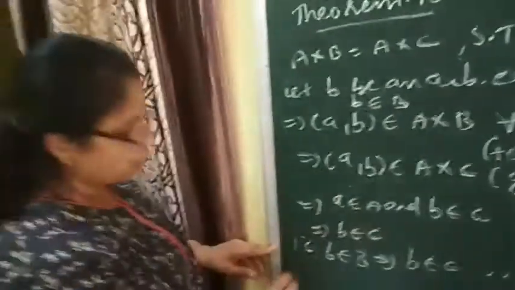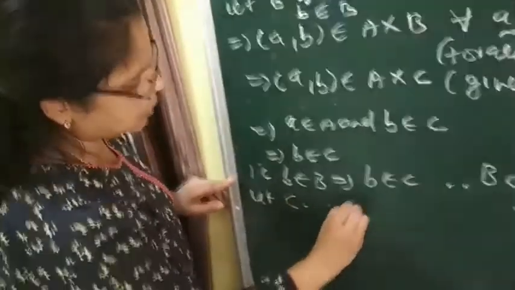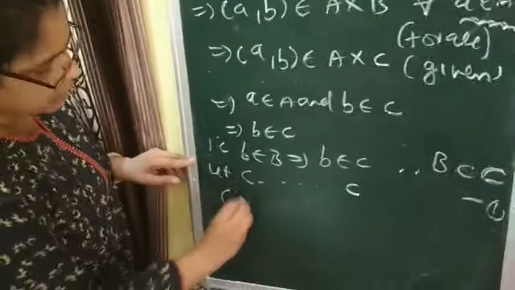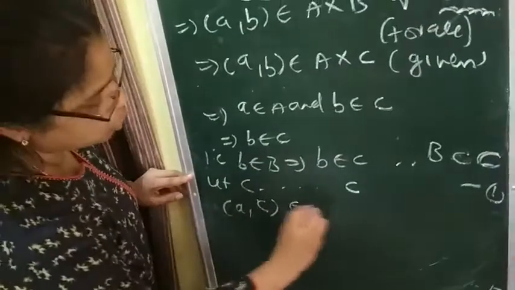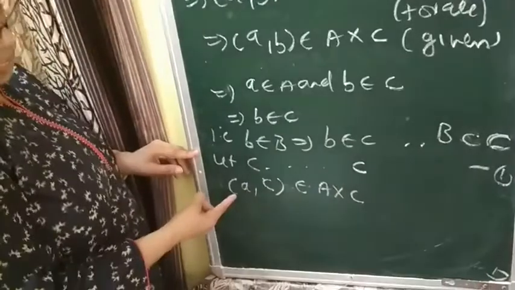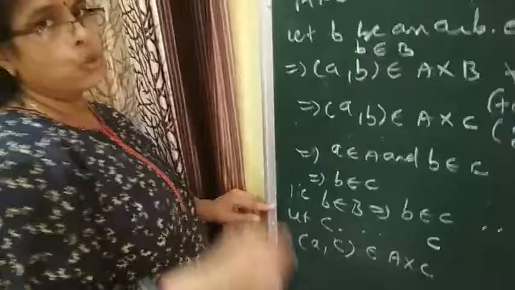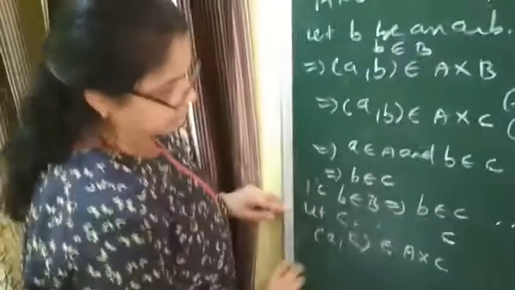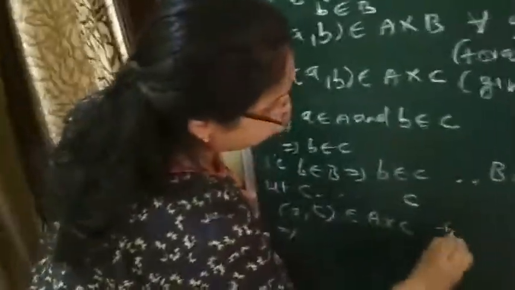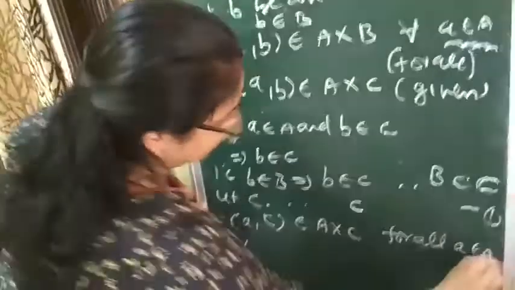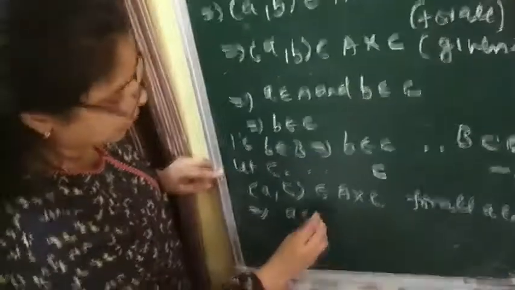Now what do you have to prove? C is a subset of B. For that, let small c be an arbitrary element of C, so that (a, c) belongs to A × C. See, again we have taken an ordered pair. Always students used to write a belongs to A × C. That is absolutely wrong. You will get only 0 marks. That means (a, c) belongs to A × C. What is the condition here? For all a belongs to A. That implies (a, c) belongs to A × C, which is given as A × B.